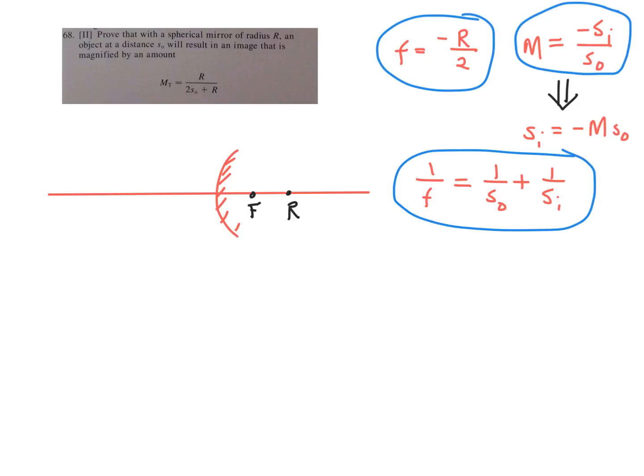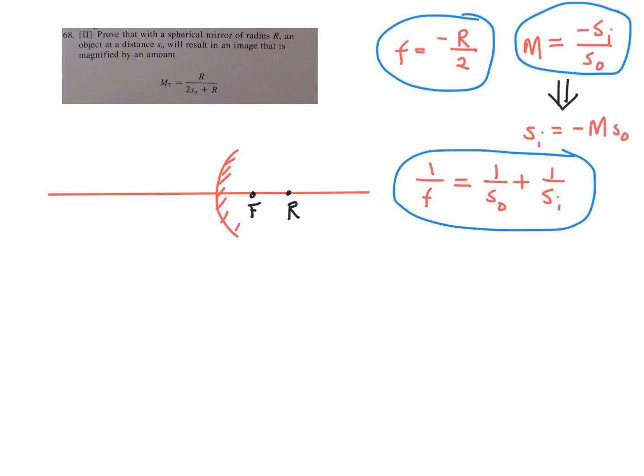In the blue circles, I have the basic equations. The focal length of any mirror is negative r over 2. Magnification for any mirror or lens is negative s sub I over s sub o. And then the lens or mirror equation in generic form. In the upper right-hand corner there, I've solved for s sub I. And basically, it's all algebra from here on out. You're going to take those top two equations and plug into the lens equation.